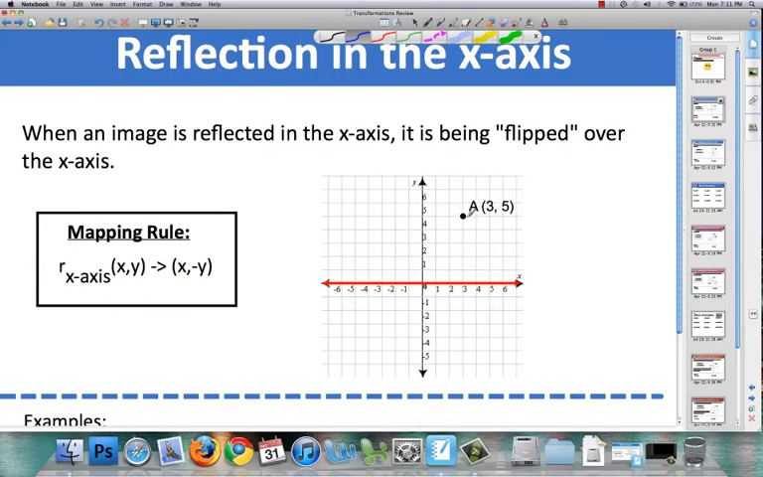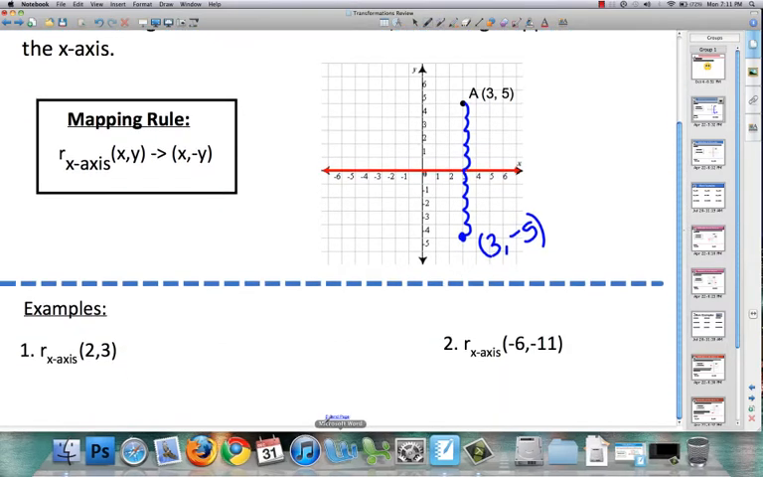So this point here, 3, 5, well, let's count how far away it is from the x-axis. 1, 2, 3, 4, 5. Then we have to go 5 the other way. 1, 2, 3, 4, 5. So our point would be here, which is the point 3, negative 5, which corresponds to our rule. So if you forget, you can always just sketch it out. We'll just do a quick example.